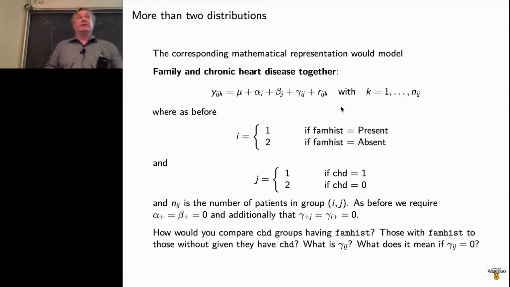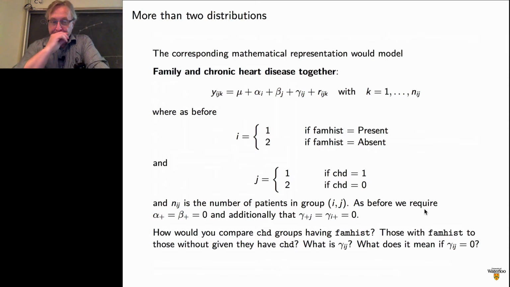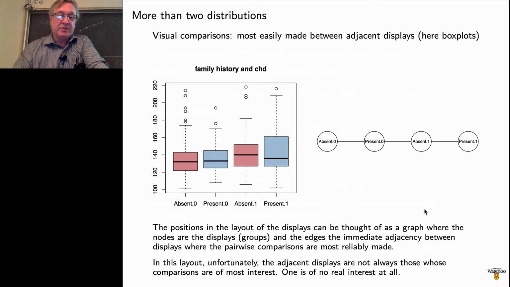Correct, summing over that index. Some people use dots. Yeah, so the plus means sum over that index. And those are just there because otherwise it'd have too many parameters. They wouldn't be identifiable.